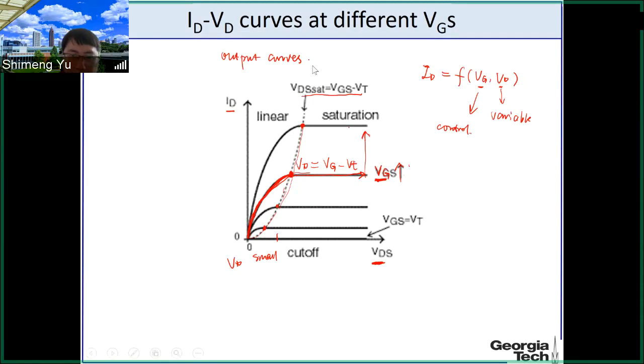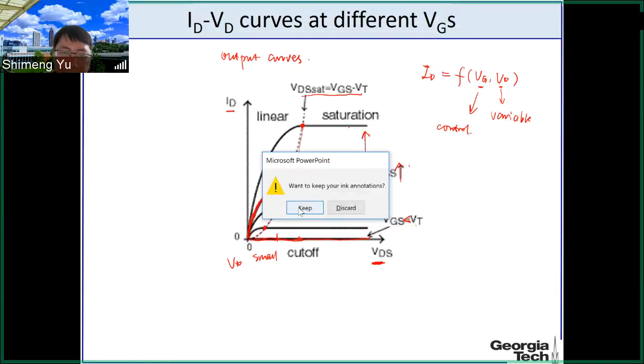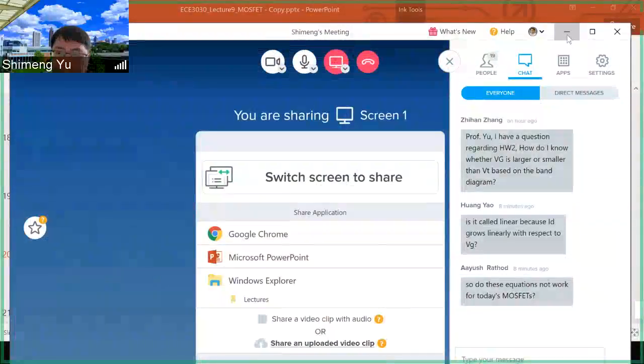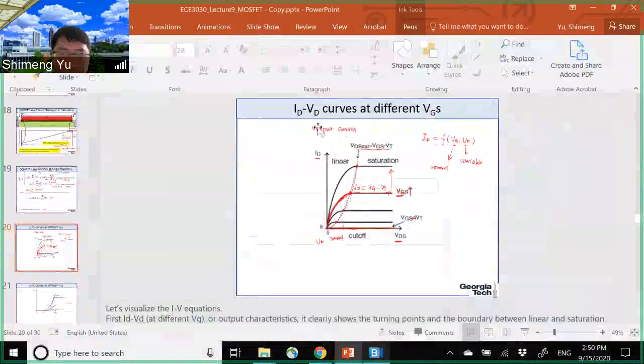So here in this plot, where is the cutoff region? Cutoff region is when the VG is smaller than the threshold, then it's almost 0, so you cannot see it. So it's basically along the x-axis here. That is the cutoff. Any questions? Okay, so this is ID-VD.